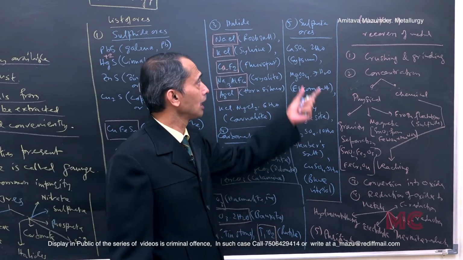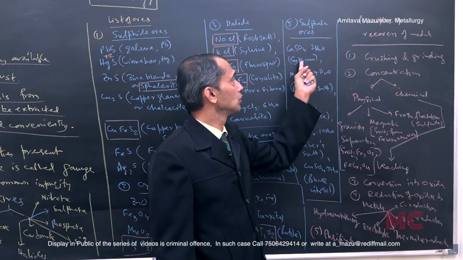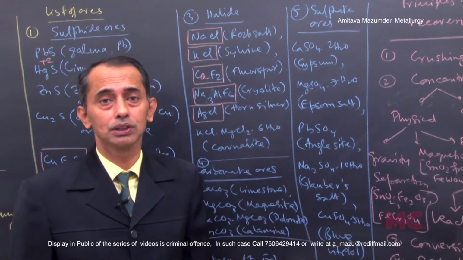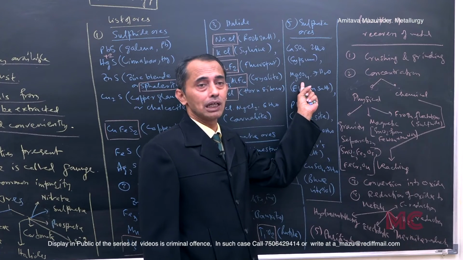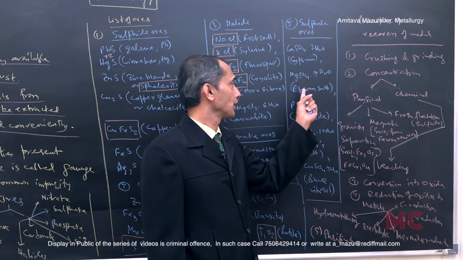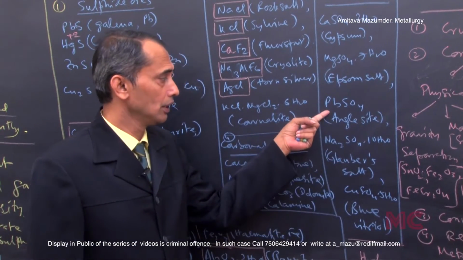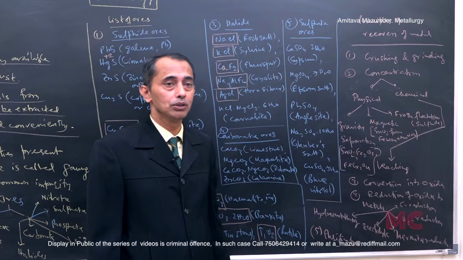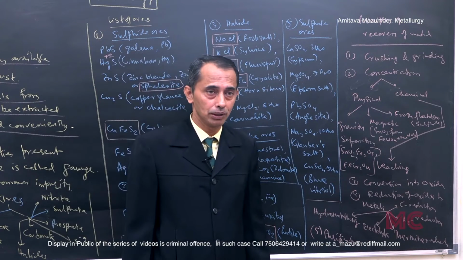Then if we talk about sulfate ores, very important is calcium sulfate 2H2O called gypsum, and 2CaSO4·H2O is basically plaster of Paris, very important. And then magnesium sulfate heptahydrate, that is Epsom salt, MgSO4·7H2O. Then lead sulfate, anglesite, and Na2SO4·10H2O, Glauber's salt. Copper sulfate pentahydrate is called blue vitriol, very important.